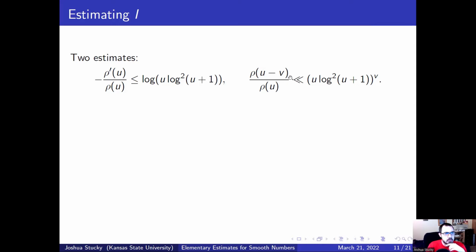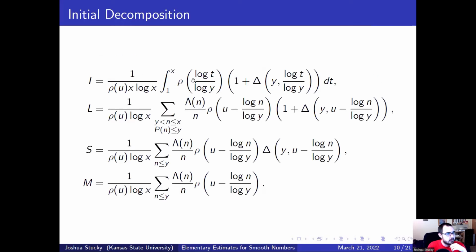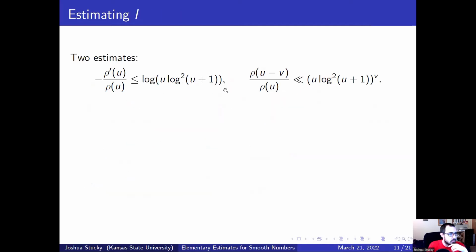Oh, I should have had a comment in here. V should be between 0 and u. For v between 0 and u, you can give this upper bound for a quotient of the differences. And that's sort of what we want, right? That's really what I have. I have rho of u minus something divided by rho of u. So this is a quotient I want to estimate. And it's bounded like this. And again, it's just simply iterating this identity, essentially floor of v times. That's how you prove that.